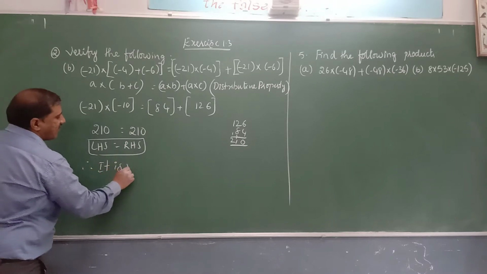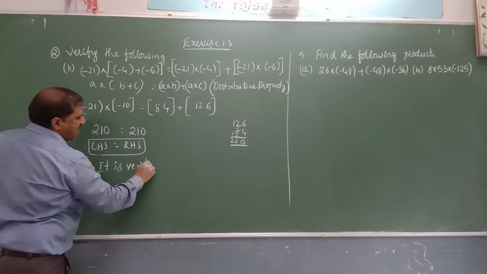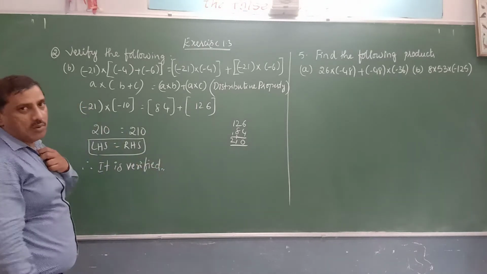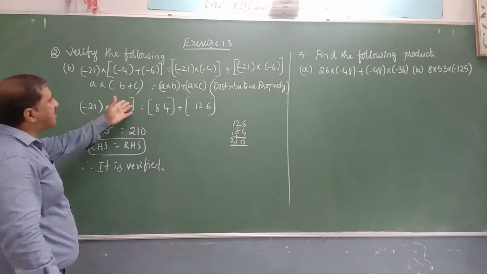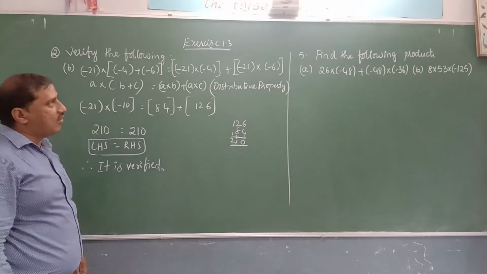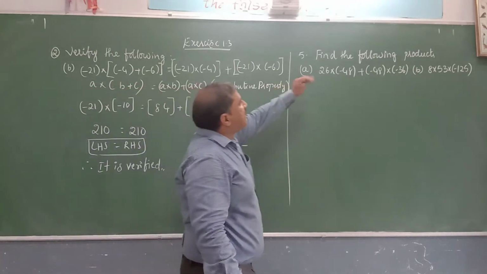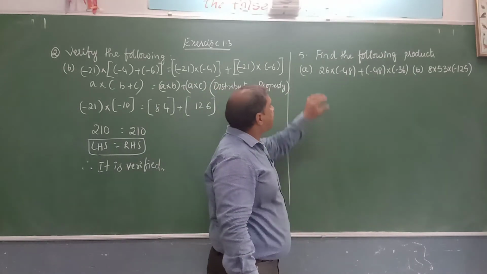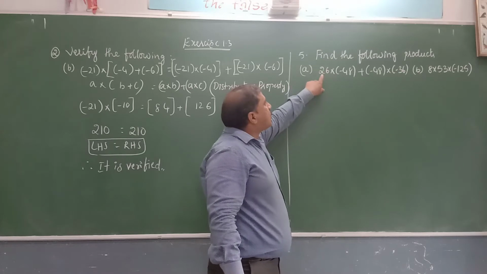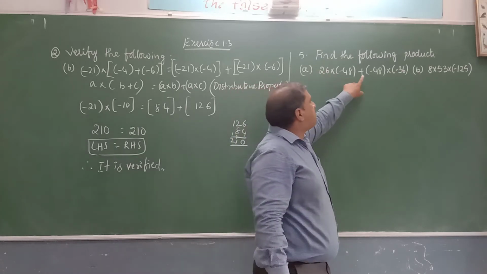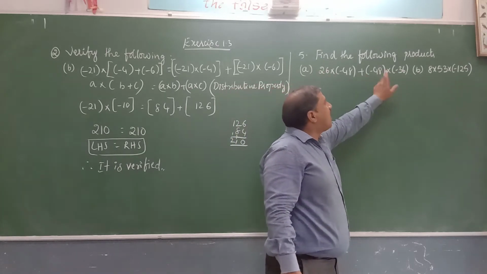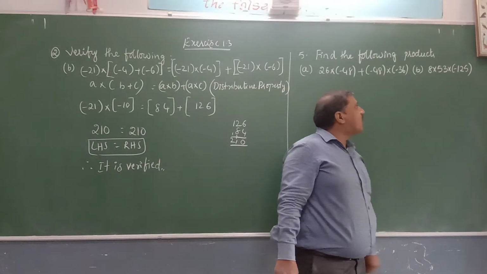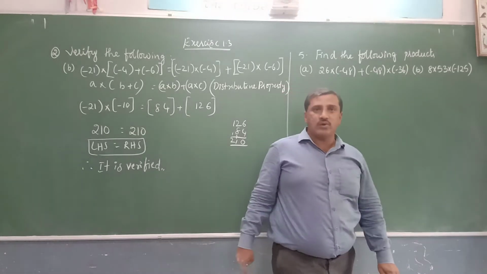Like this we verify the left hand side and right hand side by using the distributive property. Which property did we use? The distributive property. Now the fifth problem: find the following products. Two sums are there. The first, 26 into minus 48 plus minus 48 into minus 36. The second, 8 into 53 into minus 125.